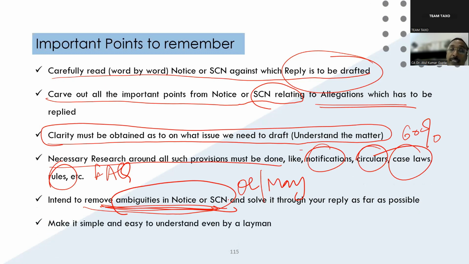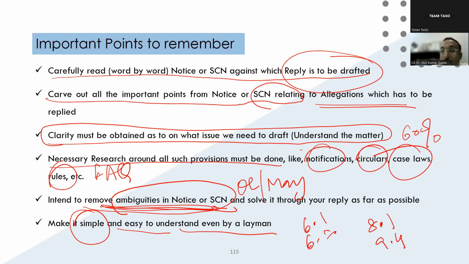And then, my dear friend, it is very important that when we are making the reply, it should be simple, easy, and in a very lucid way that even a layman can understand. It should not be a case that at one point of time you are talking about allegation number 6.1, then allegation number 8.1, then allegation number 6.2, and then allegation number 9.4. No, my dear friend, that will not be the case for you.